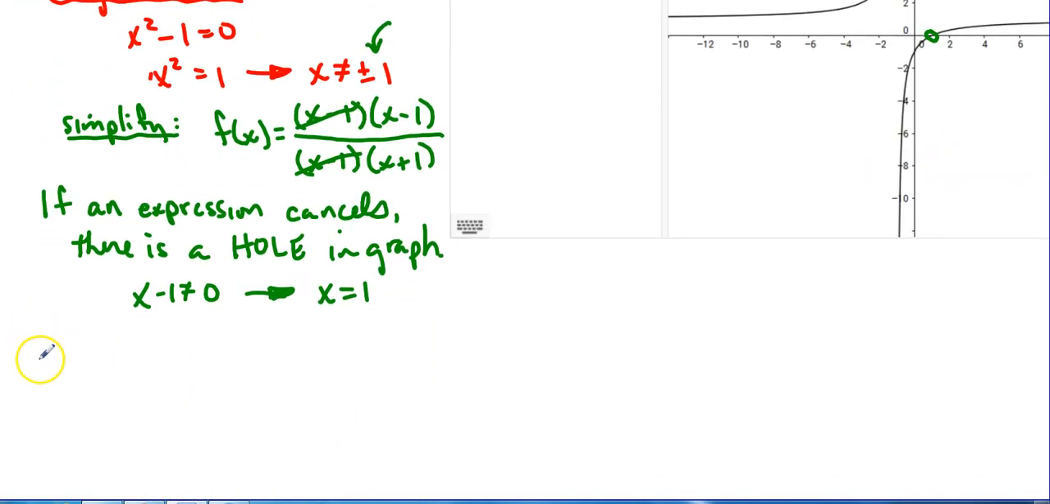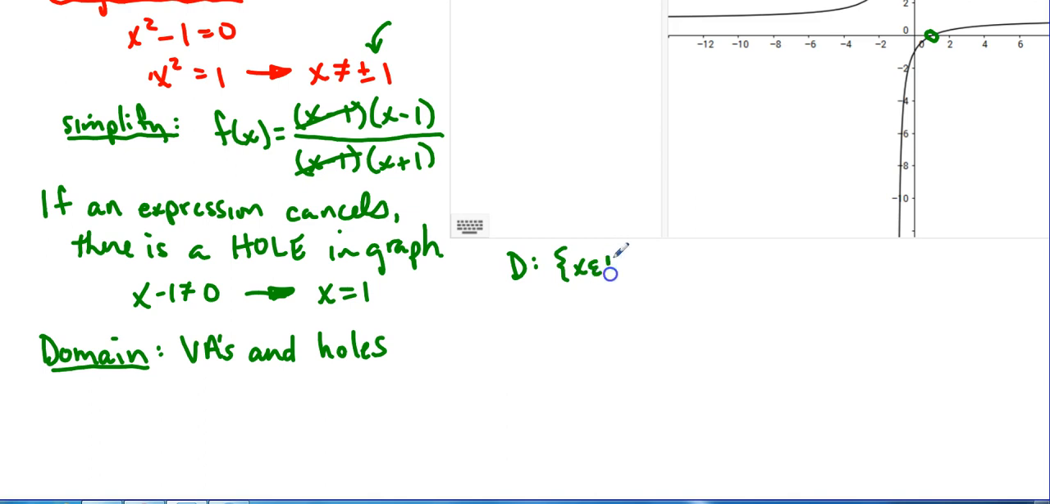Okay, so when I'm identifying domain, and I've now done all the work to identify the domain, I need all holes and vertical asymptotes. So vertical asymptotes and holes in the graph. All right, so when we interpret, we're going to state what the domain is. So I know that my domain is all real numbers such that x cannot be plus or minus 1. But I also want to be more specific about what these particular domain restrictions are.